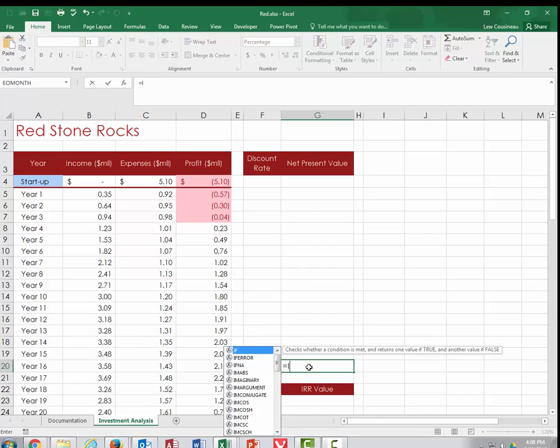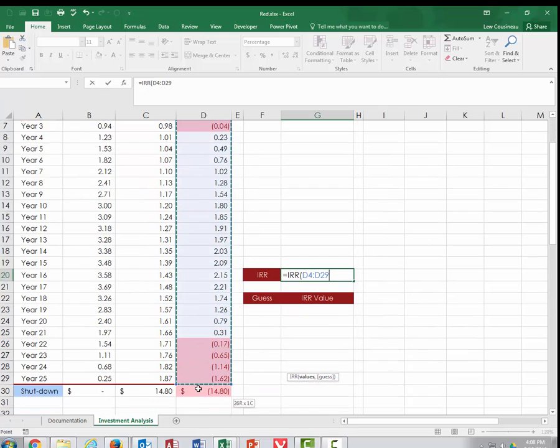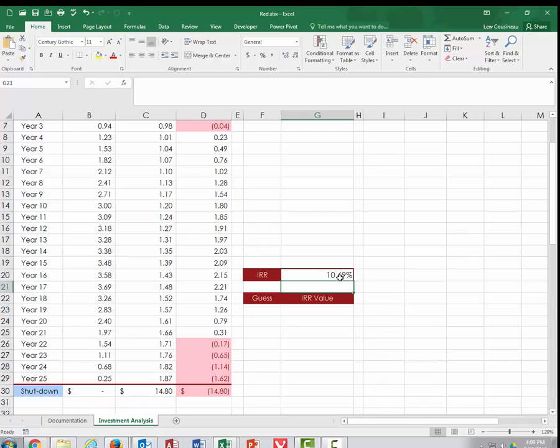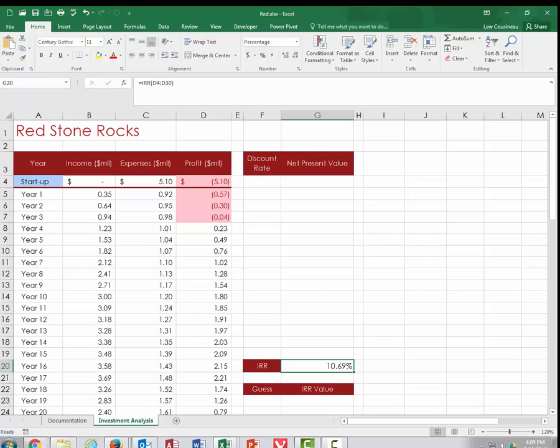So right here we will go equal IRR, and it simply wants that whole range, D4 through D30, because we do have an expense during our shutdown. Parenthesis, we won't give it a guess, and it's saying it's 10.69% is our internal rate of return, the break-even point of a net present value.